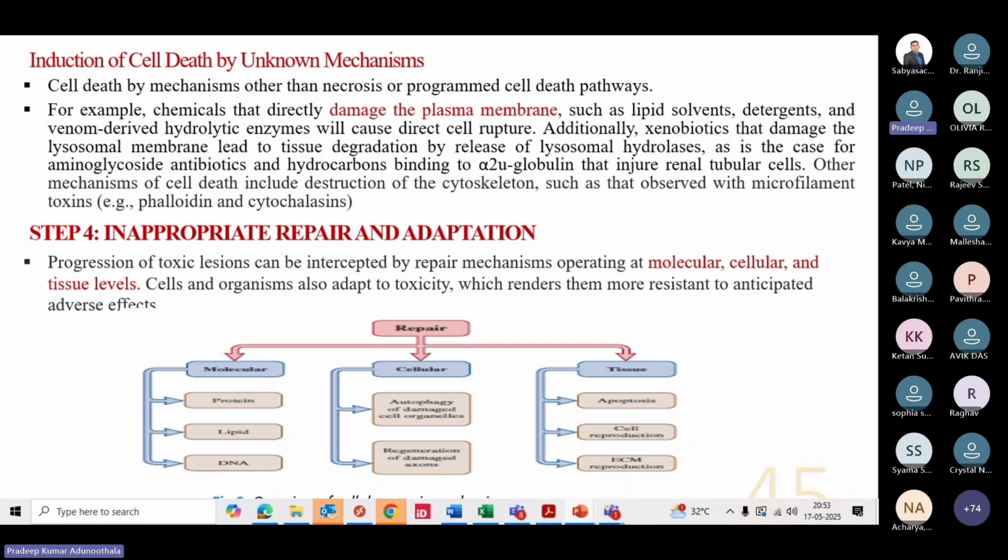Coming to step 4, inappropriate repair and adaptation. This step is a progression of toxic lesions that can be intercepted by repair mechanisms operating at the molecular level, cellular level, and tissue level. Cells and organisms also adapt to the toxicity, which renders them more resistant to anticipated adverse effects. For example, in this adaptation mechanism the body or cell adapts to the toxicity, and that reduces the toxic response.